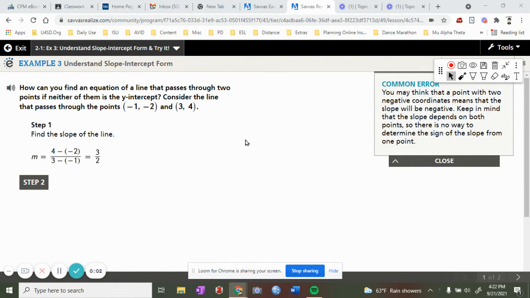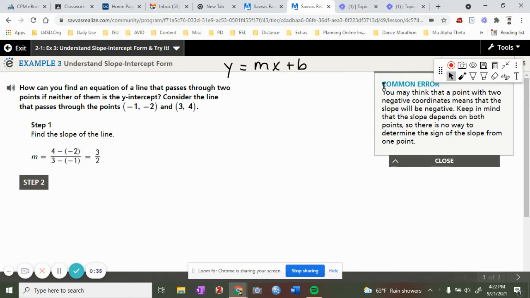It's time for example 3. So let's take a look at what we can do in terms of understanding slope-intercept form. Remember, our slope-intercept form is y equals mx plus b. And what we are finding with our slope is the rise over run, or sometimes, if we have a negative slope, the fall over the run.